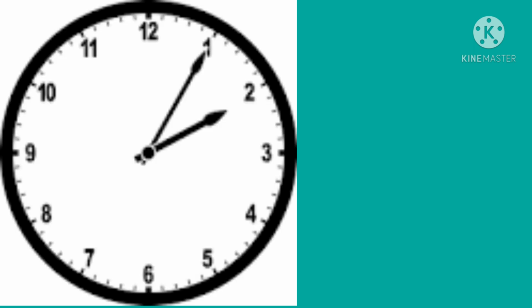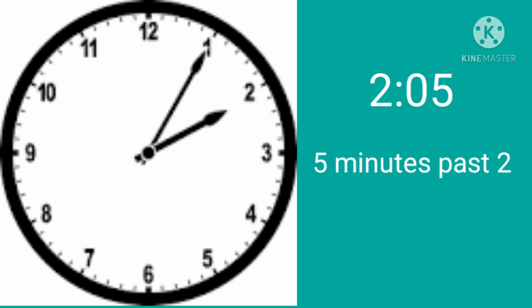Now, let us see one more example. Look at the clock here. The hour hand is after 2 and the minute hand is at 1, which means it is 5 minutes. So, the time is 2:05. Now, as the minute hand is on the right hand side of the clock, we can write the time as 5 minutes past 2. And also, we can write the time to the next hour as 55 minutes to 3. In this way, we can write time in two ways.